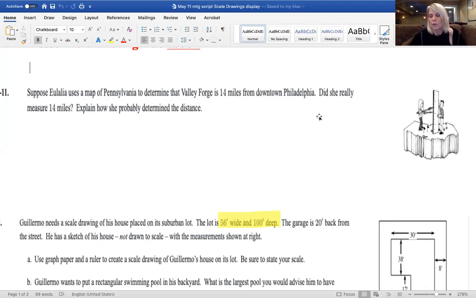And the map key tells you basically what the ratio is. So when you're thinking scale and map keys, you're thinking ratios. Okay, that's fine, Kay. So you're thinking ratios or you're thinking of scaling. So that's basically all that first problem was asking you.